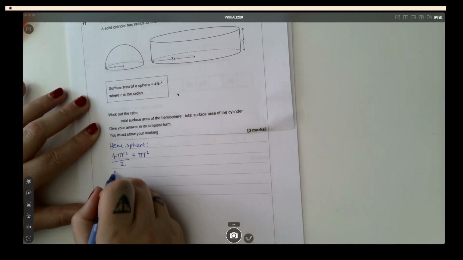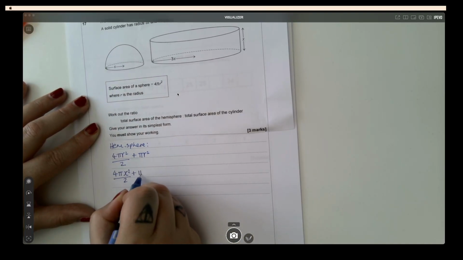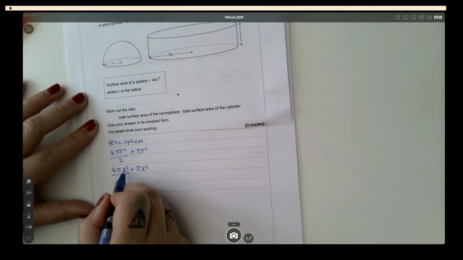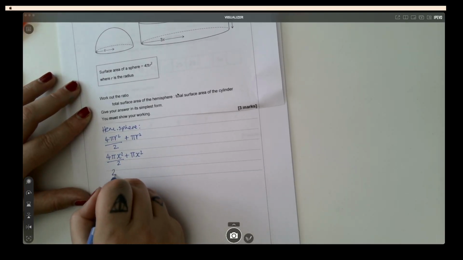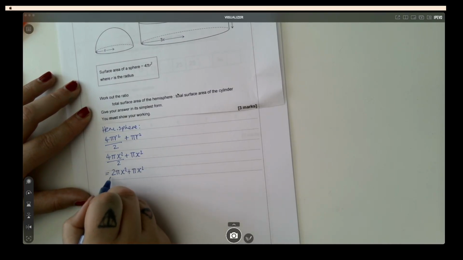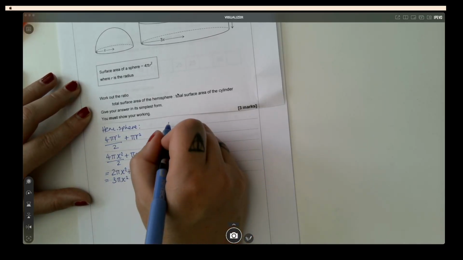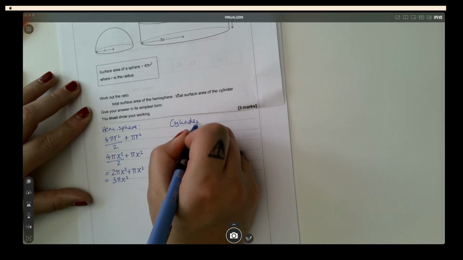We know the radius is x, so we have 4 pi x squared over 2 plus pi x squared. 4 pi x squared over 2 can be simplified to 2 pi x squared, and then 2 pi x squared add pi x squared is 3 pi x squared. So that's the hemisphere. Let's deal with the cylinder now then.